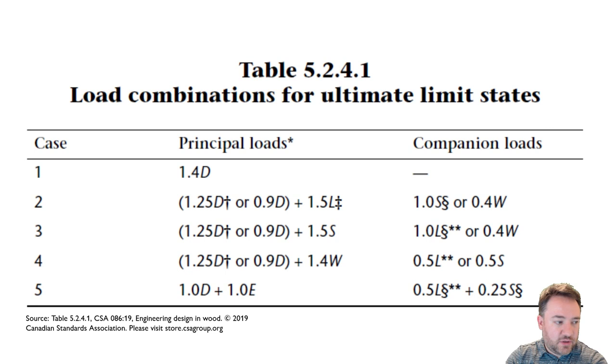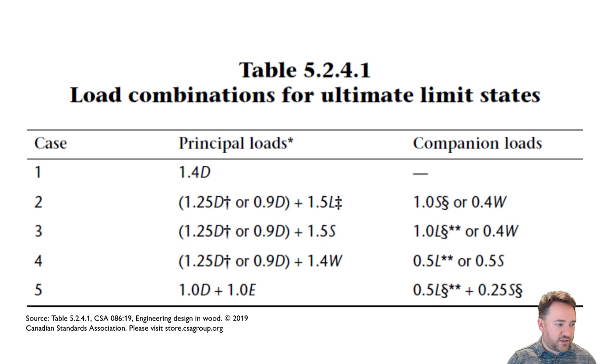So basically, I'm going from this table in the standard, which is replicated out of the National Building Code, which has these same load combinations. And for each of these load combinations, I'm going to consider one case, which is just the principal loads. And then I'm going to consider another case, which is principal loads plus the companion loads. So for a lot of these, I'm going to have two. For example, for case two, I'm going to have one that has dead plus live plus wind, and another one that's just dead plus live.